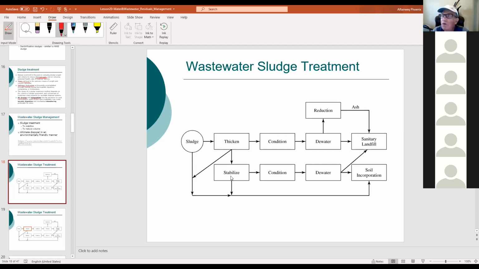Stabilization, here is where you need to kill the pathogens. All right. You need to kill the pathogens. Some guys don't take everything to the sanitary landfill. They use it for irrigation purposes. Or you take everything down the road to anaerobic digesters, and from there you produce methane gas from it. Okay, so let's look at these quickly.